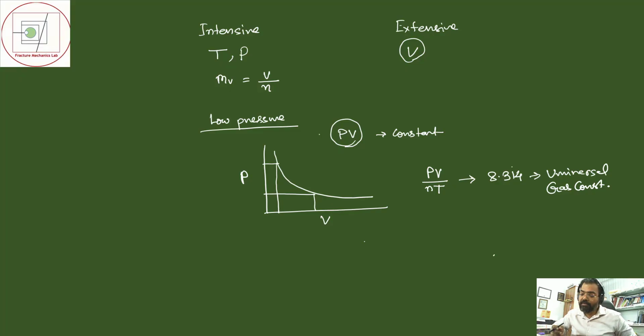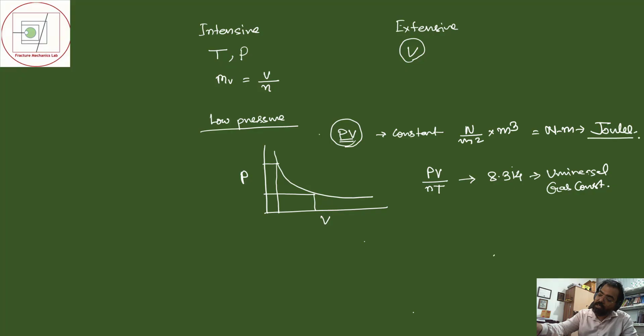Pressure multiplied by volume, if you look at the unit of that, what is the unit? Pressure is force per unit area, right? So pressure is Newton per meter square, and volume is meter cube. So this is Newton meter, which is joules. It comes from Joule's law actually, and this is the unit of energy. And you see that PV acts like a potential energy. It has a unit of energy.